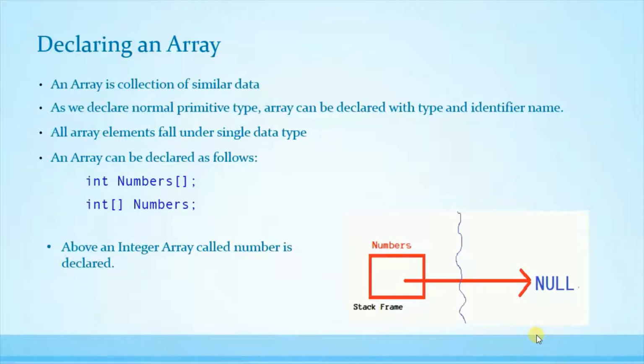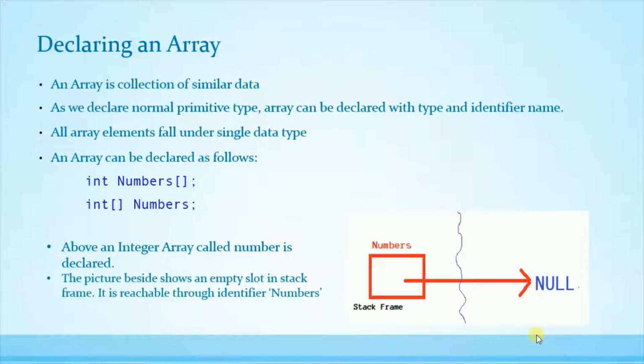That's how we can still reach the array numbers, but it doesn't have any data associated to it so far. The picture shows an empty slot, and that empty slot is reachable by numbers, but it doesn't have any memory allocated, or the array is not yet alive.